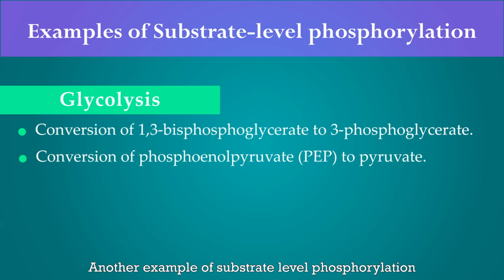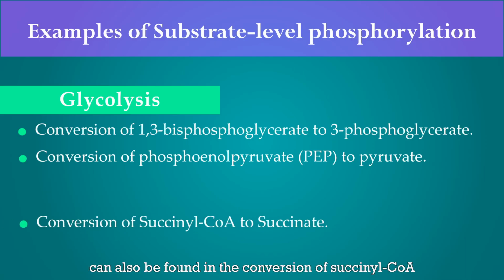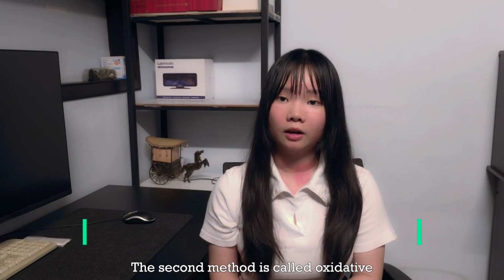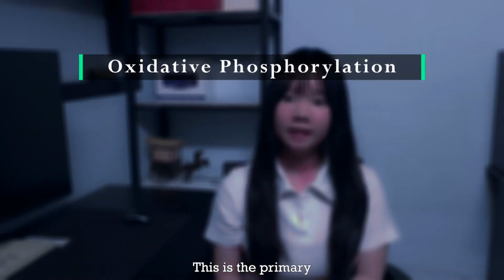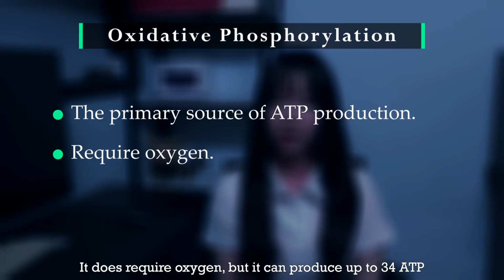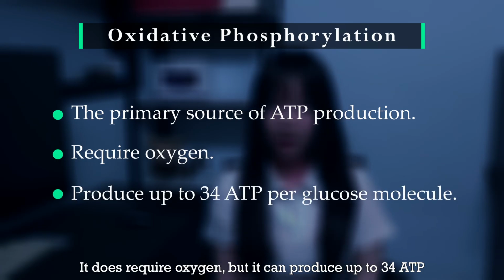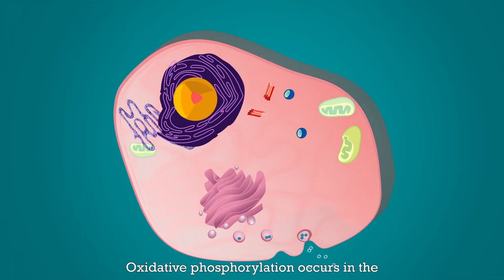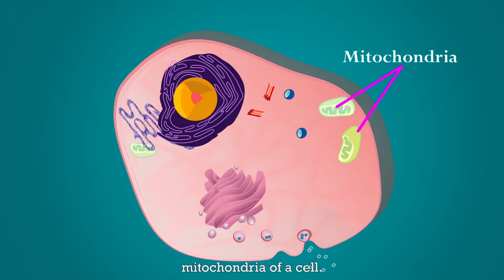Another example of substrate-level phosphorylation can also be found in the conversion of succinyl-CoA into succinate, a reaction that occurs in the citric acid cycle. The second method is called oxidative phosphorylation. This is the primary source of ATP production. It does require oxygen, but it can produce up to 34 ATPs per glucose molecule. Oxidative phosphorylation occurs in the mitochondria of a cell.